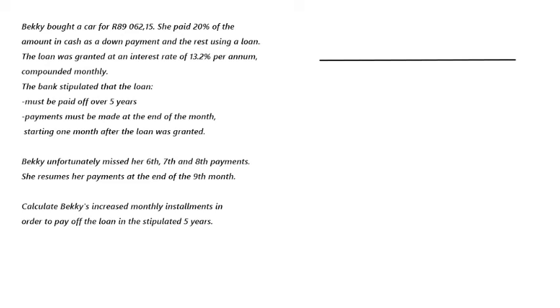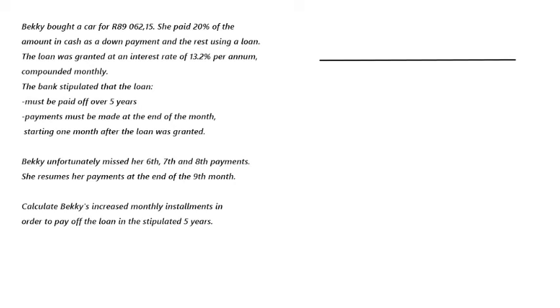It says that there is somebody called Becky, and she bought a car for a value of 89,062 rand and 15 cents. So she paid 20% of the amount of the car in cash, and this is called the down payment. That's the initial payment that you make on anything that you buy on credit. So 20% of this car was her down payment. Now the rest of the amount was paid using a loan.